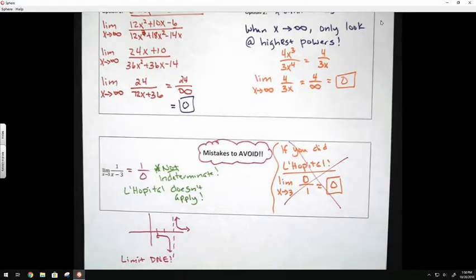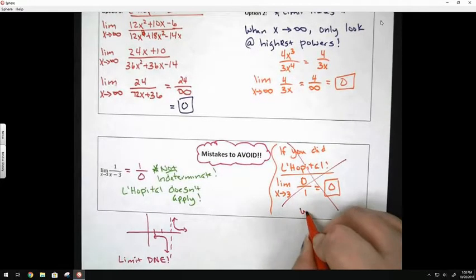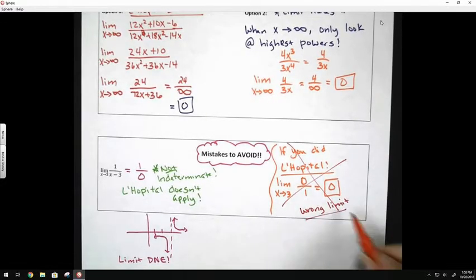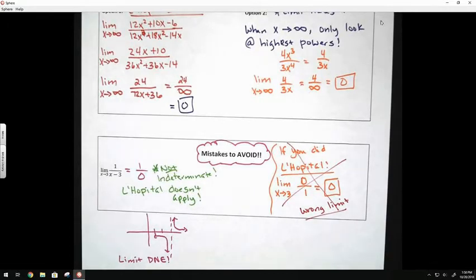So please, please, please be careful. That is the wrong limit. So it's not just, oh, you applied it and you shouldn't have. You applied it and you got the wrong answer. So be careful of that.